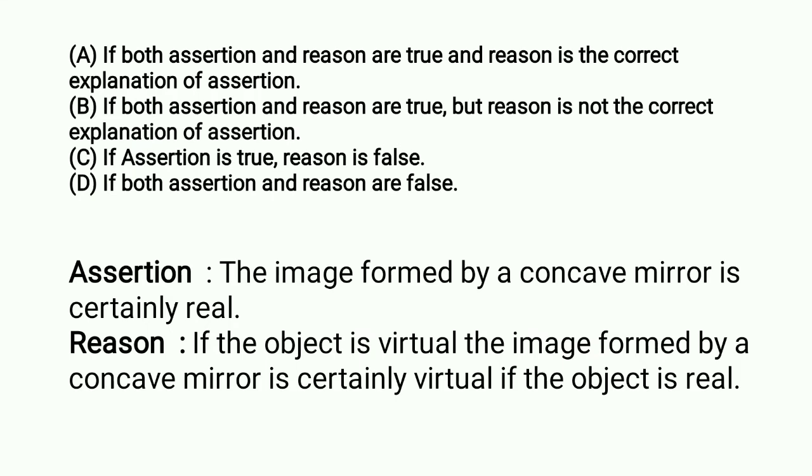Next question. Assertion: the image formed by a concave mirror is certainly real. Okay. Yes, it's certainly real. It's true. Reason statement: if the object is virtual, the image formed by a concave mirror is certainly virtual. And if the object is real, it's not the correct statement, so it is false. The first statement is true and the reason is false, which means option C is the correct answer.